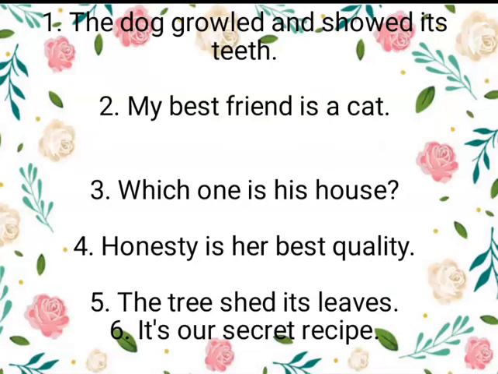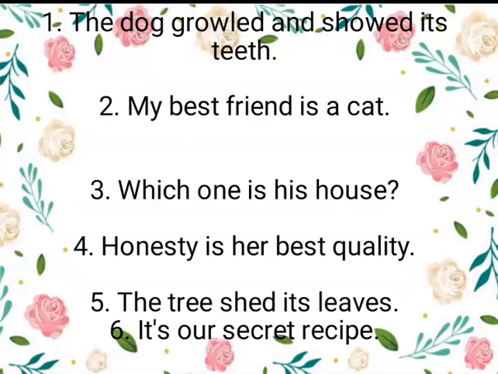Our noun here is quality. Best is describing the noun quality. So our determiner here is her. Number five, the tree sheds its leaves. Our determiners here are the, coming before tree, and its, coming before leaves. So our determiner, in the form of a possessive pronoun, is its. Number six, it is our secret recipe. Our determiner here, in the form of a possessive pronoun, is our.